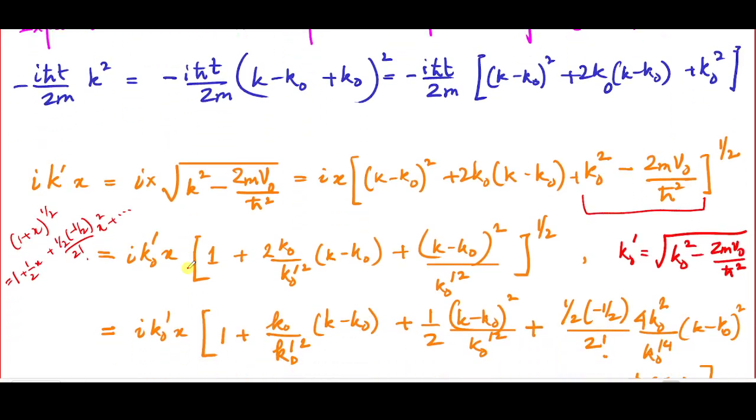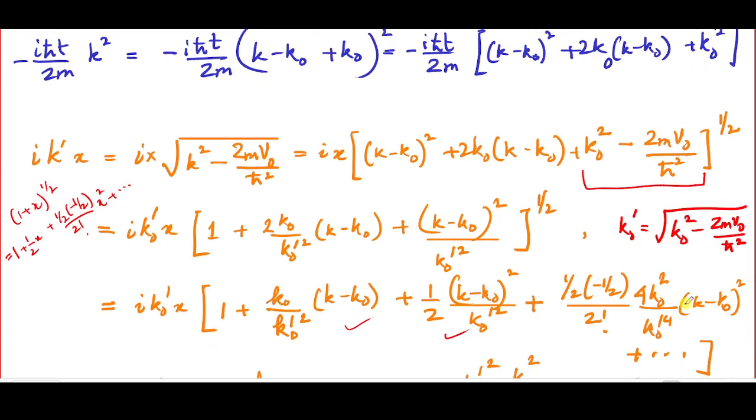So i k0 prime x times this expression becomes 1 plus half of this, which gives me this and this, plus minus 1/8 times the square of this. Now, when I'm squaring this, I don't even need to look at the full square, I just need to square this piece, because that's going to give me the quadratic term. All other terms are going to be higher order. So we just stop here with 4 k0 squared by k0 prime to the power 4, (k minus k0) whole squared here. And this is of course a minus 1/8.